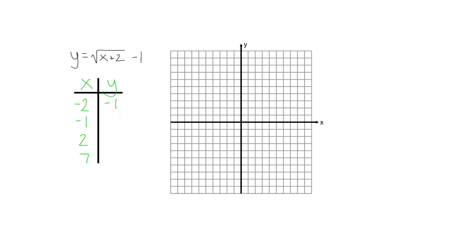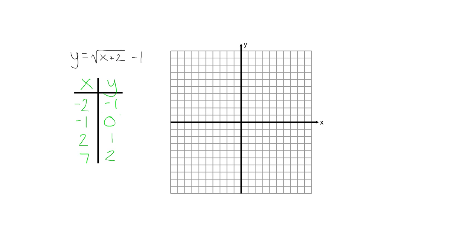All right, if we put negative 1 in here, negative 1 plus 2, well, that'll be 1. The square root of 1 is 1 minus 1. So we've got 1 minus 1, which is 0. Now, if we put in a 2, 2 plus 2 is 4. The square root of 4 is 2. Then we have 2 minus 1, and that is 1. Lastly, we'll put in a 7. 7 plus 2 is 9. The square root of 9 is 3. 3 minus 1 is 2.